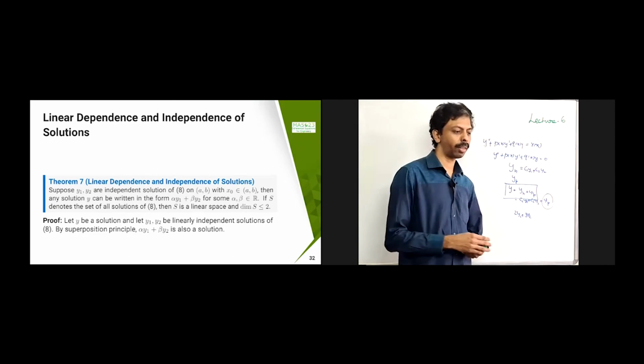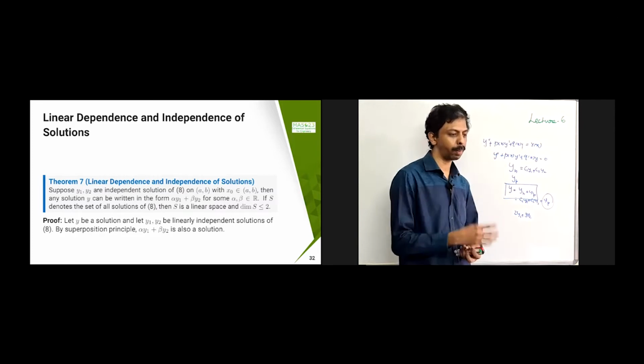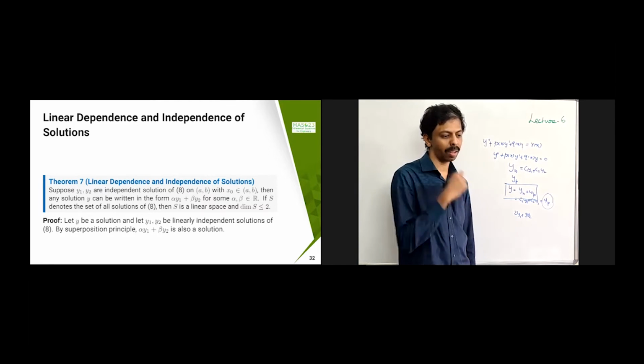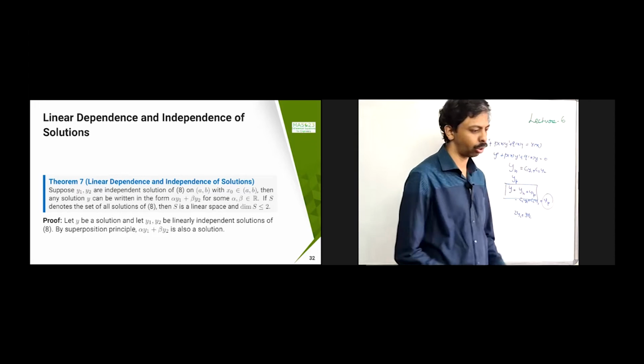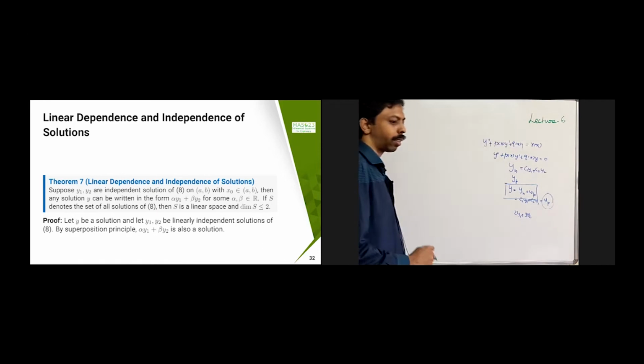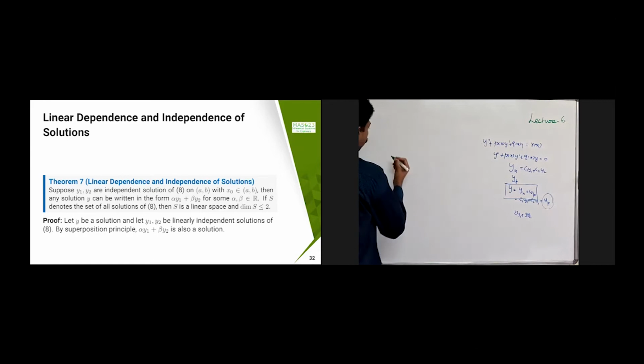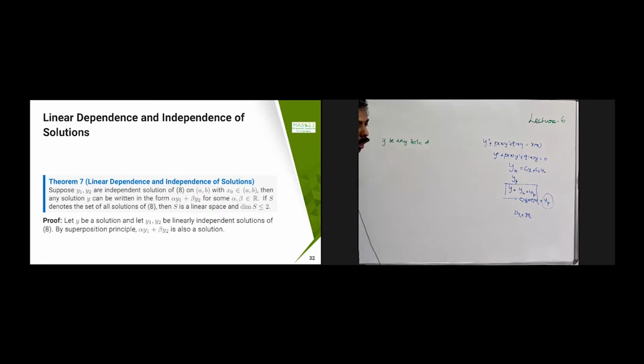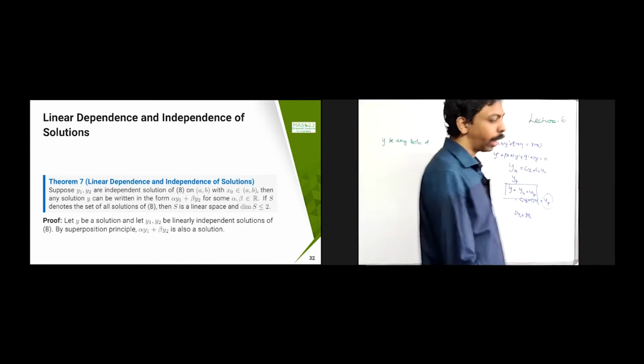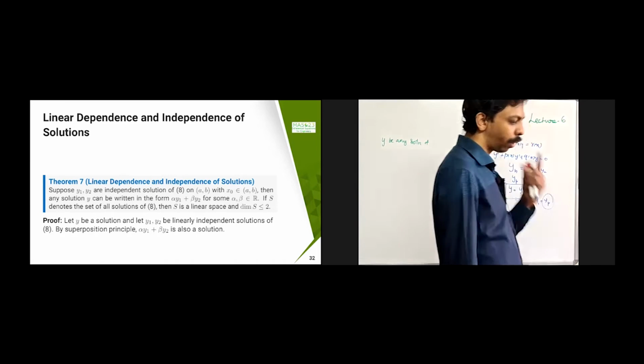Suppose S denotes the set of all solutions of the IVP. Then S is a linear space and the dimension of S is less than or equal to 2. So let us prove this as follows. Suppose y is any solution of equation number 8.